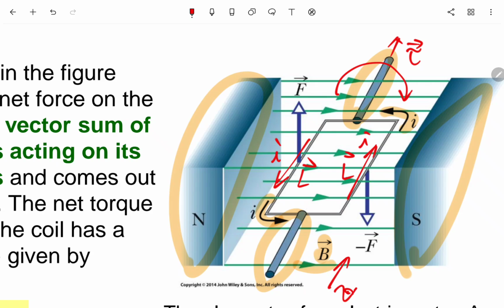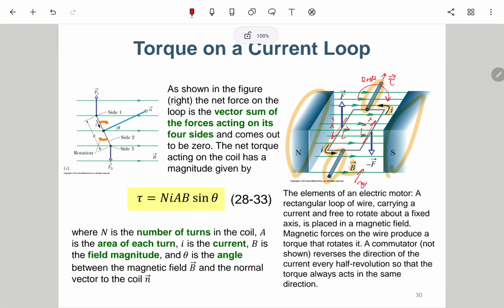So the right hand rule is like you use your fingers to follow the rotational direction. Then your thumb will be pointing to the direction of the torque. So this is the right hand rule. We always use the right hand rule to determine the direction. So the torque is actually pointing into the page.